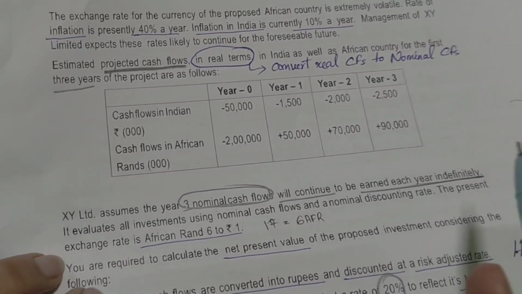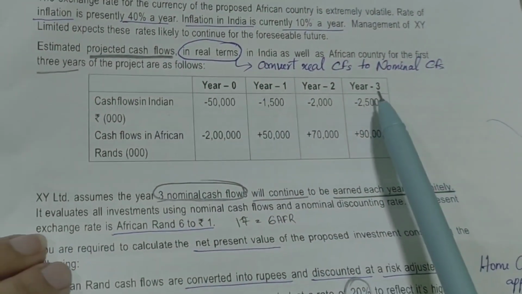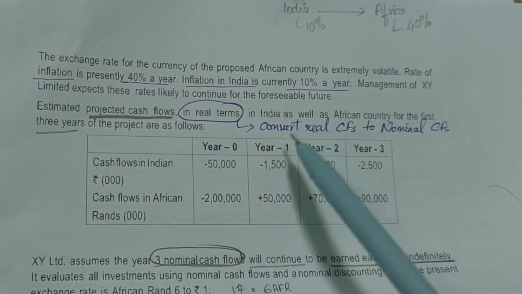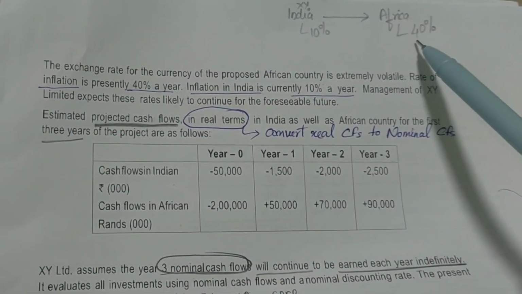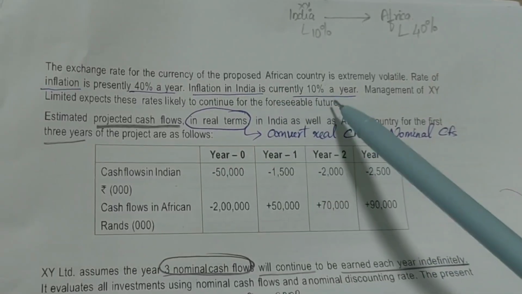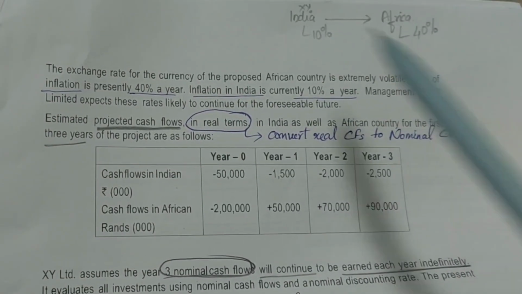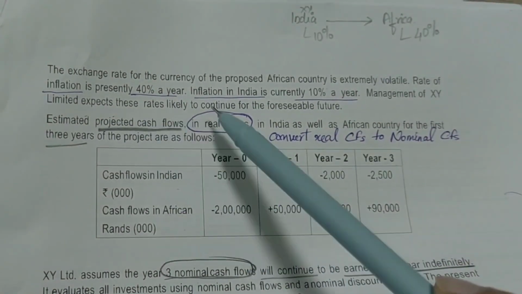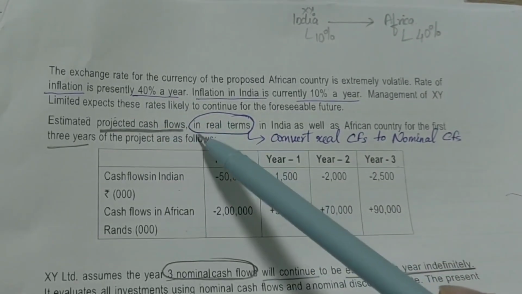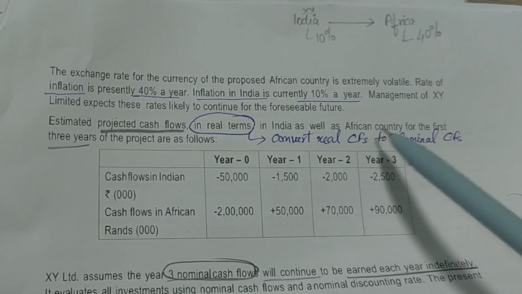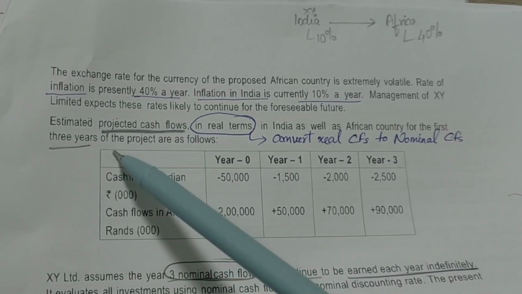The exchange rate for the currency of the proposed African country is extremely volatile. Rate of inflation is presently 40% a year. So Africa inflation rate is 40% and inflation in India is 10%. Management of XY Limited expect these rates likely to continue for the foreseeable future. Estimated projected cash flows in real terms in India as well as African currency for the first 3 years of the project are as follows.